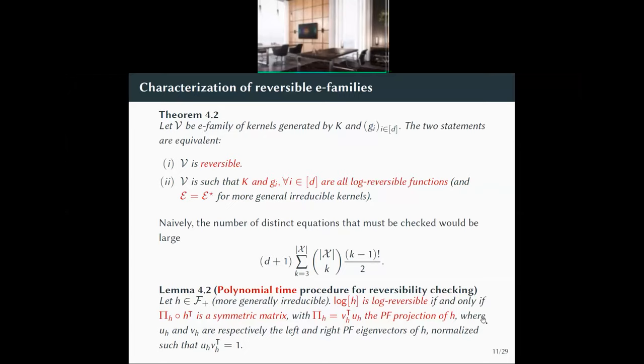Here U and V are just the left and right PF eigenvectors of H, and they're normalized such that the inner product is 1. If now H were represented by a stochastic matrix, not generally a function, you would recover the detailed balance equations here, right? So this is strictly more interesting.